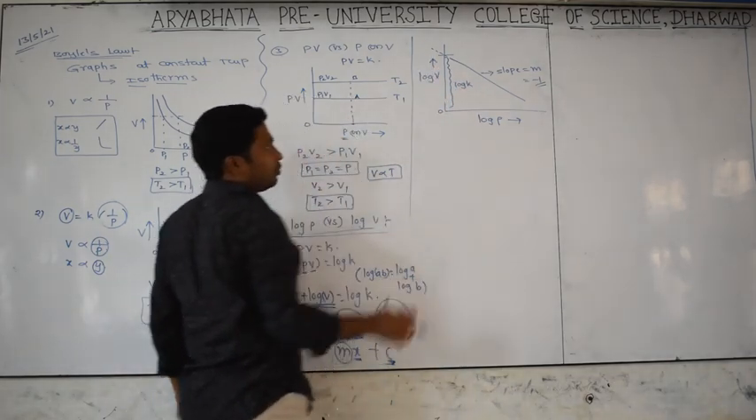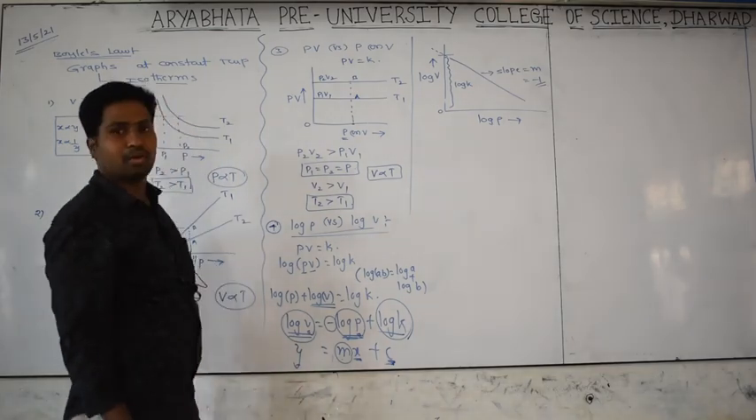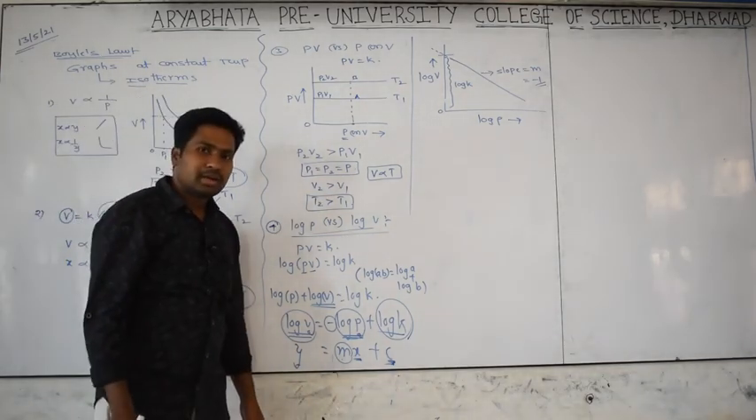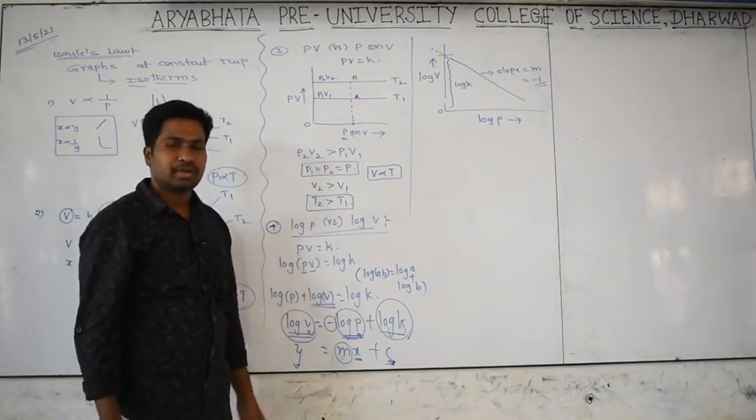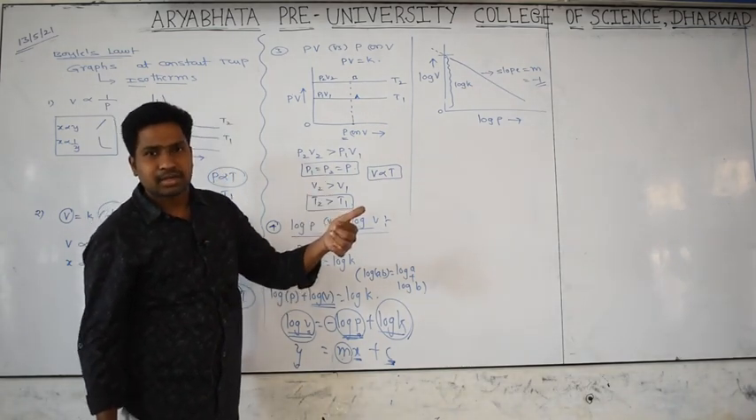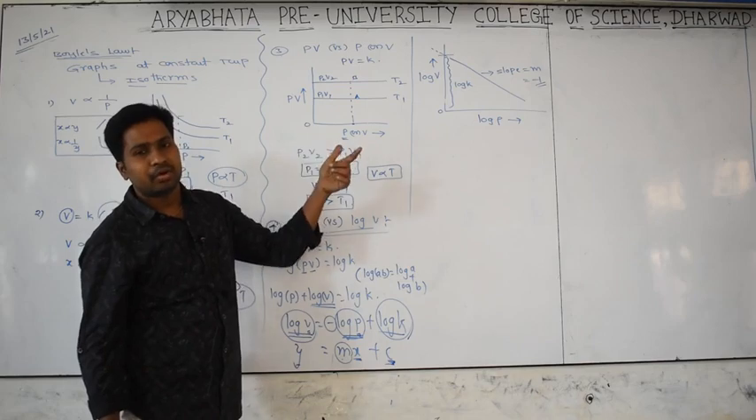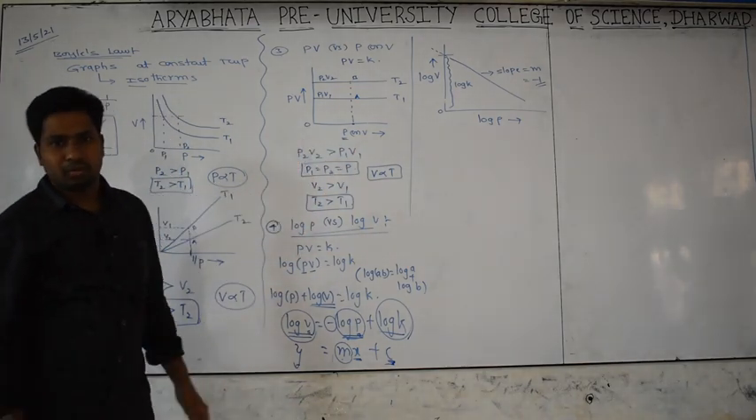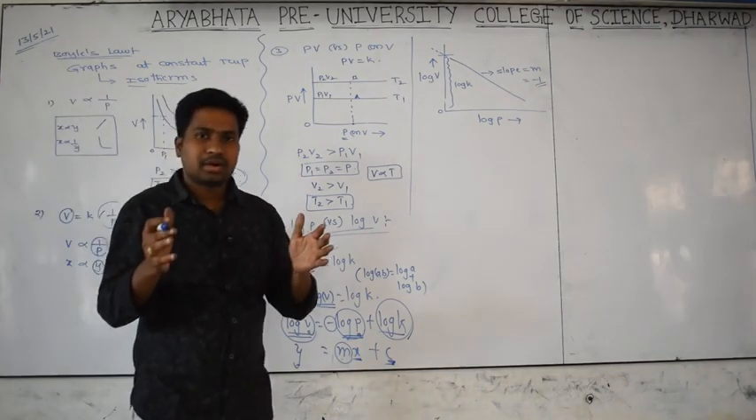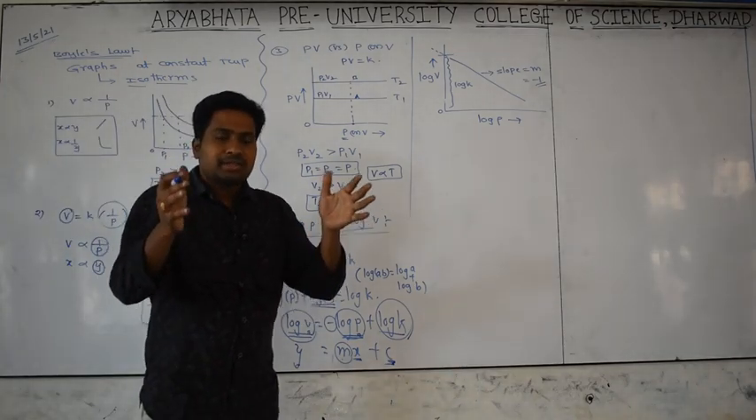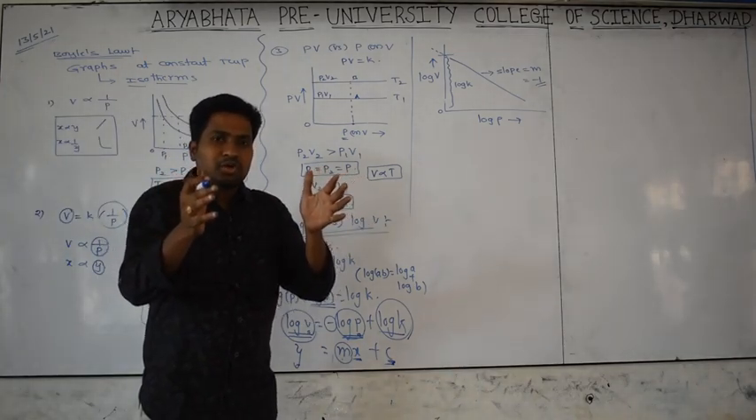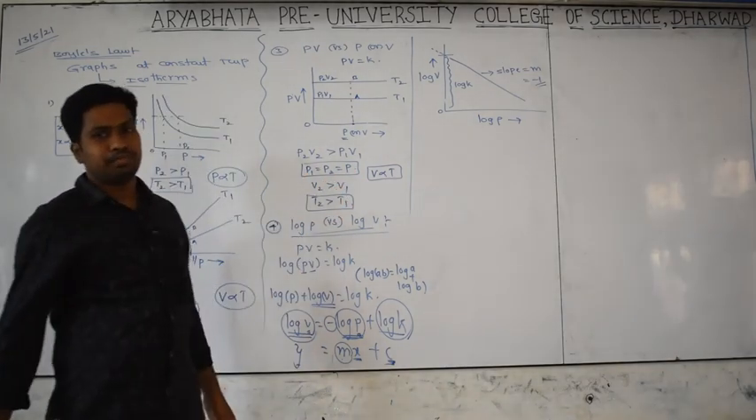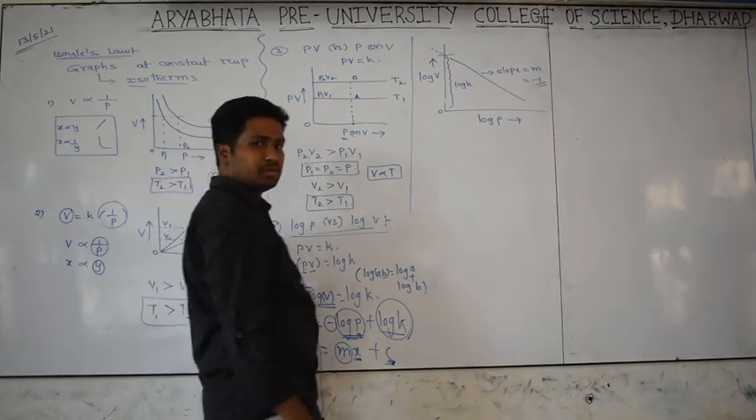From 0 to here, how much gap is there? That is nothing but log of k. It is a very important thing. Under Boyle's law, when you plot a graph between log P versus log V, we get a negatively sloped straight line, and the intercept is log of k. With this, Boyle's law will be over. What is Boyle's law? At a constant temperature, as the pressure increases, the volume of gas decreases, that's why V is inversely proportional to P. Then PV equals constant.